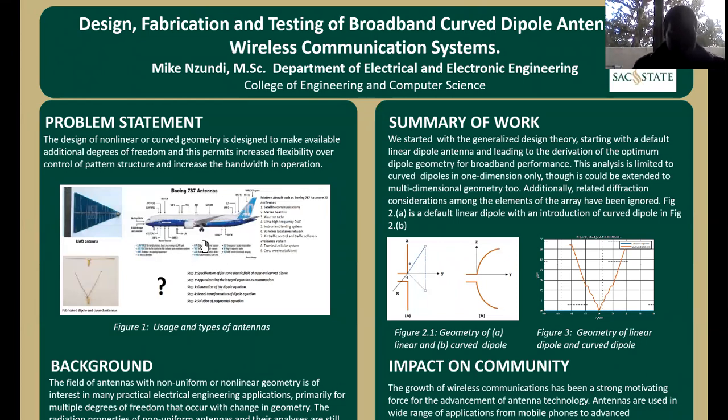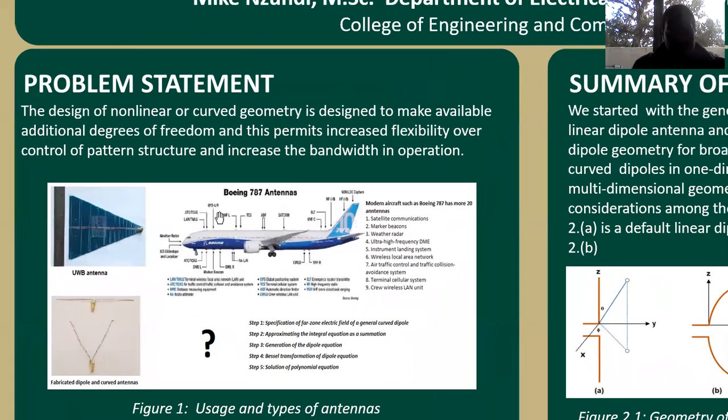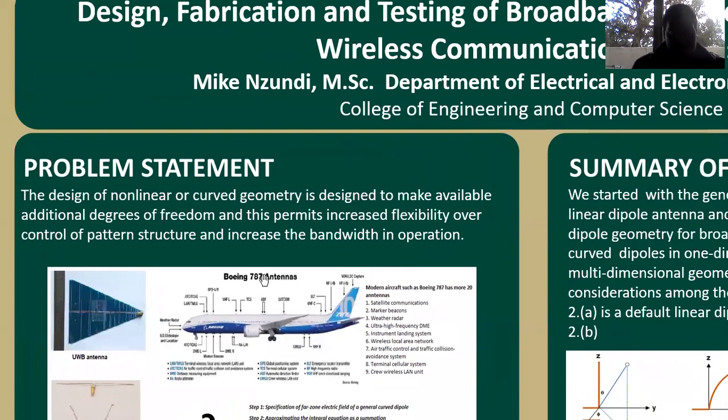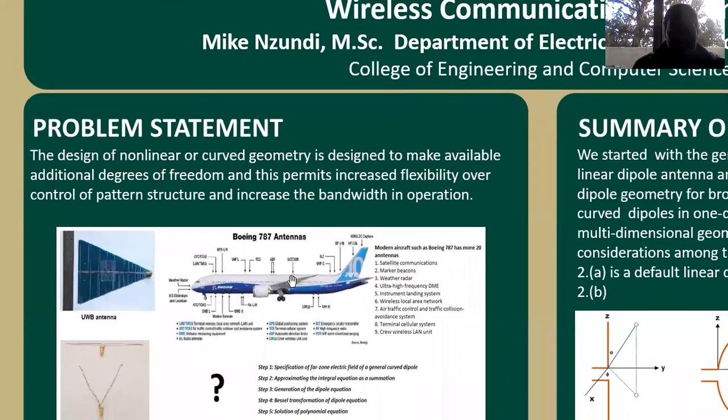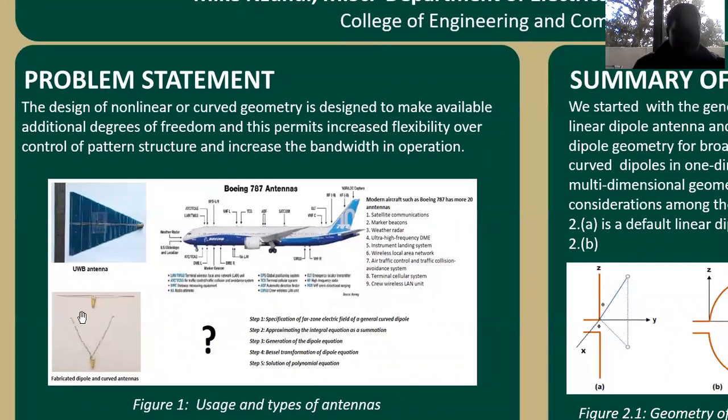As you can see here on the picture, this is a Boeing 787 airplane. It has so many antennas, more than 20 antennas that are protruding, for communication, radar communication, and so on. On the left side, this is another kind of antenna, the ultra wideband antenna. And on the lower side here, the first one on top is the linear dipole antenna.